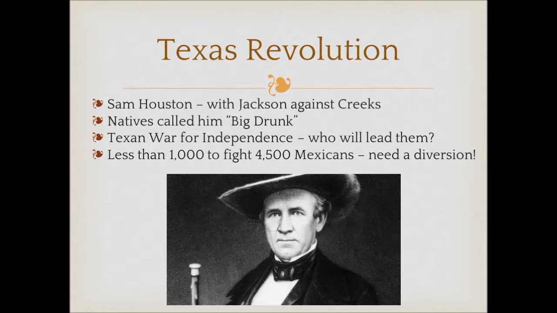So let's see some of the main characters that are going to be involved in the Texas Revolution. Let's start with Sam Houston. Sam Houston was a pretty famous guy at the time. He earned his fame by working side by side with Jackson when they were both soldiers in the military. And most of his fame came from doing bad things to the Creeks, like killing a bunch of them at Horseshoe Bend alongside Jackson. Other than being a good friend of Jackson and fighting alongside him, we don't really know a whole lot about his early personal life.